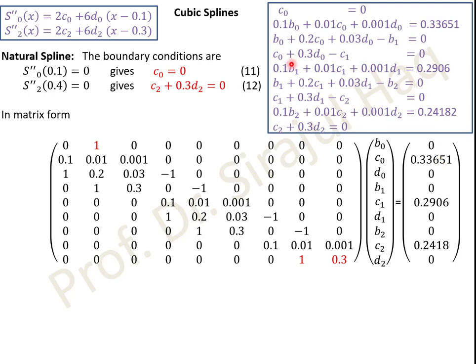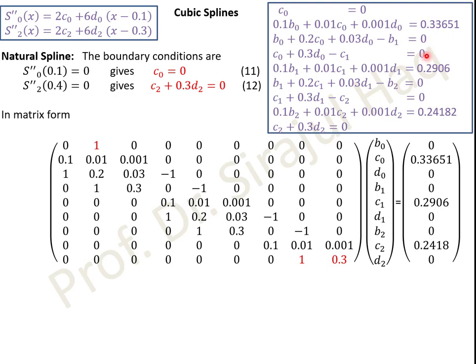Come to the third equation. Let's look at the third equation. The coefficient of B0 is 1, the coefficient of C0 is 0.2, the coefficient of D0 is 0.03, and the coefficient of D1 is -1. The rest of the coefficients are 0, and this is equal to 0. You have 0 on the right hand side.